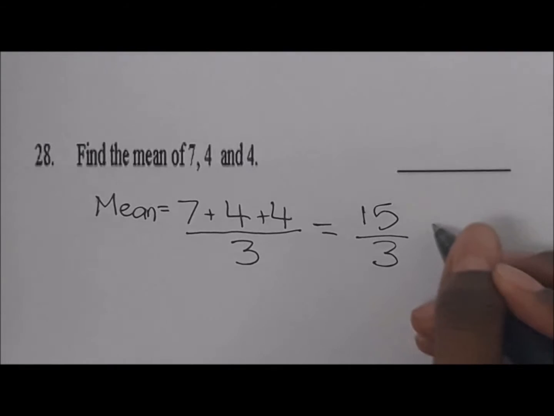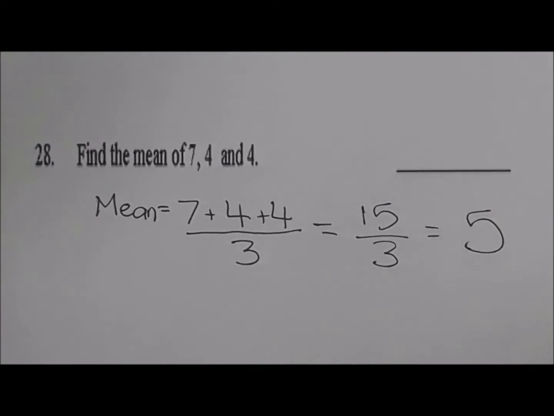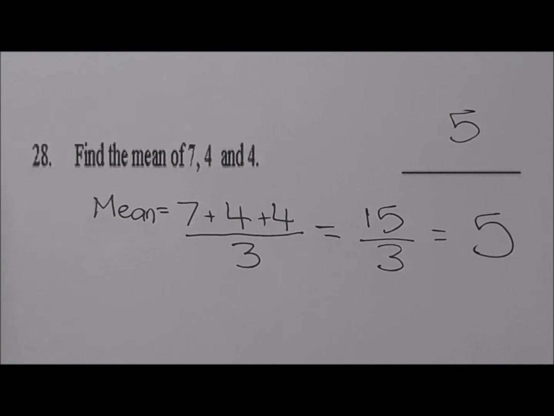So put equal to 5. Put the answer on the line. Very good. The mean of 7, 4, and 4 is 5. You add the 3 numbers up and divide by 3. That's how you find the mean or average of those numbers.